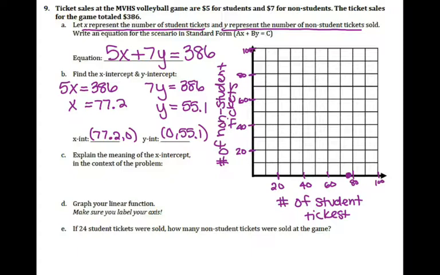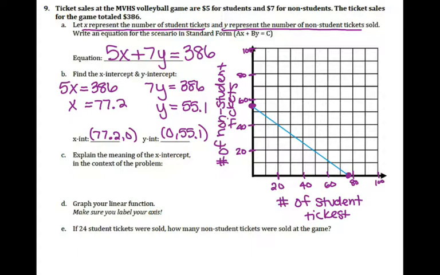And my y-intercept is at 55.1, so here is 50. So we want 55, so I'm going to put that right in the middle. And I can go ahead and connect these 2 points, and that gives you your lovely graph. Okay, so we did letter D before we did letter C. That's okay. So explain the meaning of the x-intercept in the context of the problem.